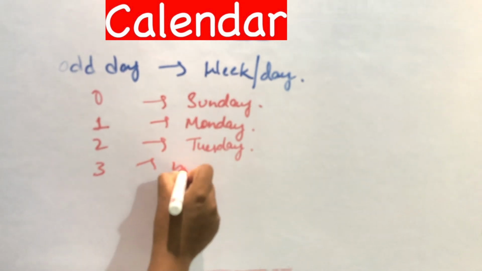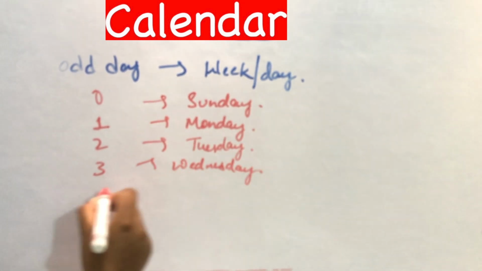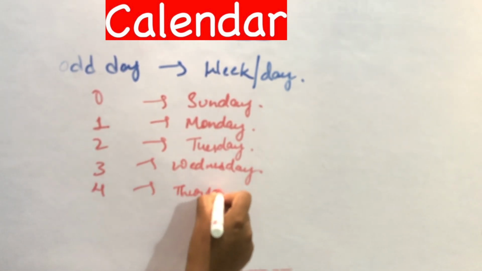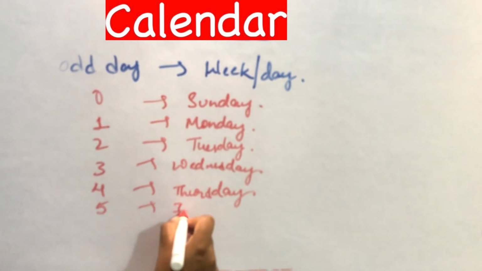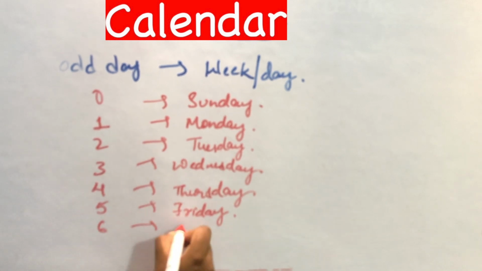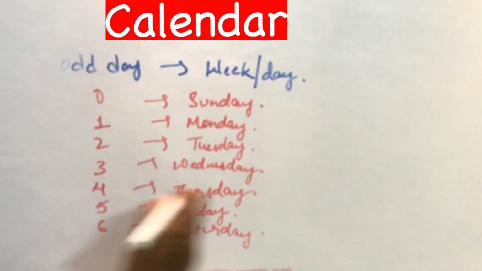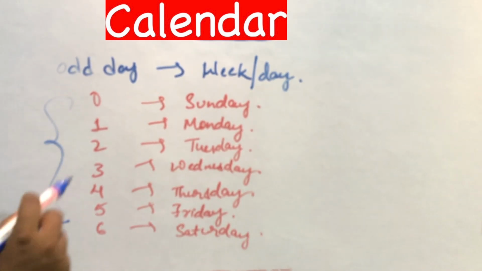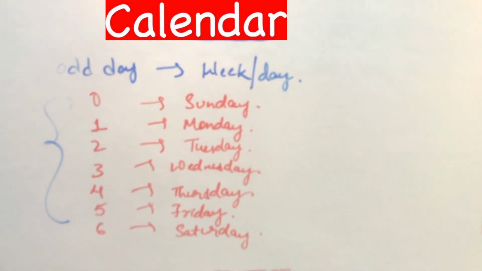3 is Wednesday. 4 is Thursday. 5 is Friday. And finally 6 is Saturday. Okay, try to memorize these values because most of our problems depend on this odd days and its respective day.